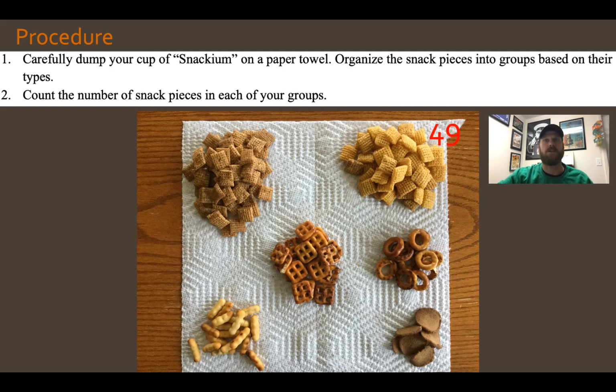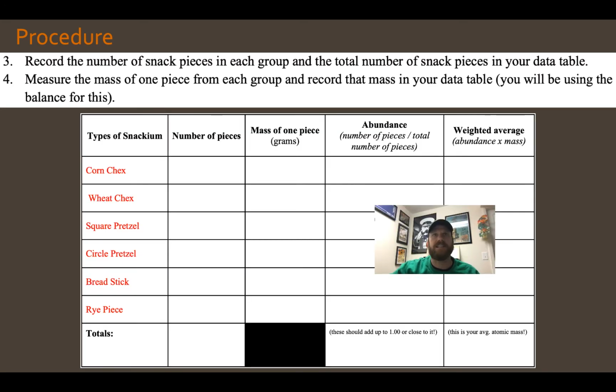There are 49 corn Chex, 72 wheat Chex, 17 square pretzels, 11 circle pretzels, 18 breadsticks, and 7 rye pieces. This data needs to be recorded into the data table. Once again, you should copy this data into your lab. There's no reason for you to buy Chex Mix and do this lab on your own.